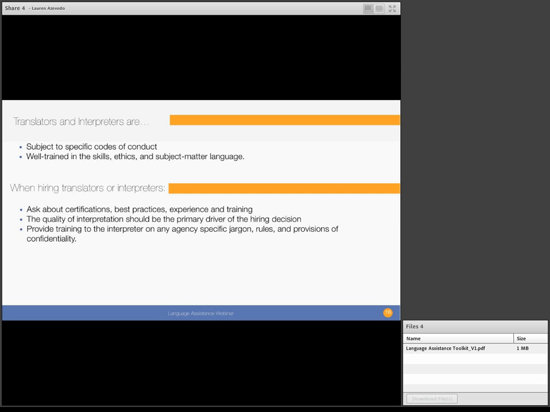Another one is hiring bilingual or multilingual staff and clinicians that can provide the services and the information in language. And that has some benefits, but also some limitations. And the third is to provide written and audiovisual materials in the appropriate languages that your service population speaks.